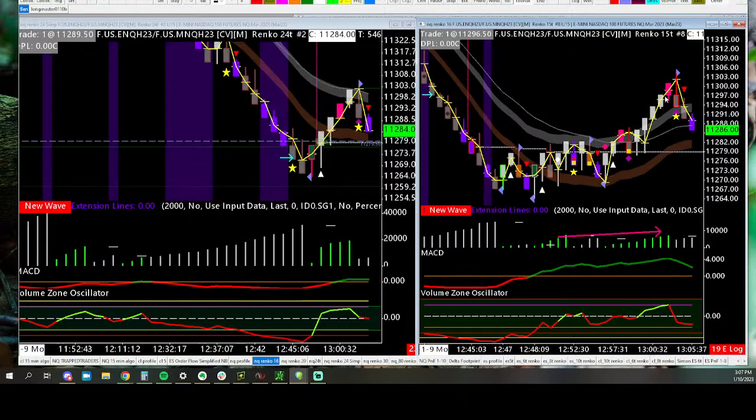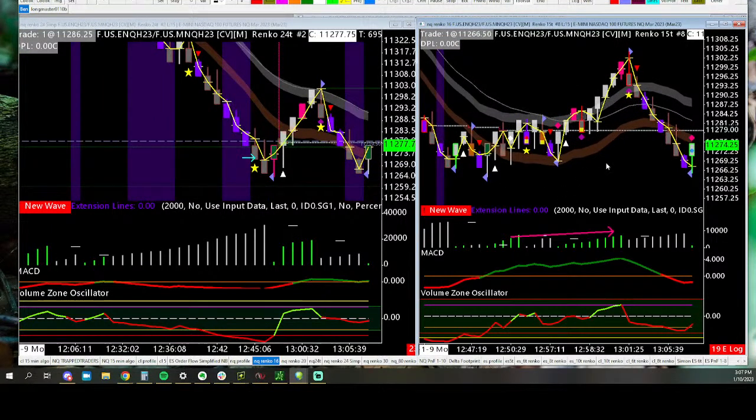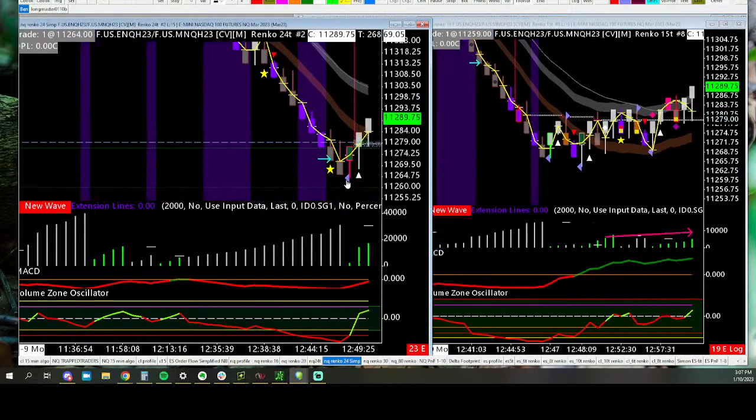So let's see, we get a sign to sell here and a sign to sell here. Let's see if it works out. And it does. It gets us down to the low and a nice little scalp there. You had enough room that you could scalp back to the low if you wanted to.